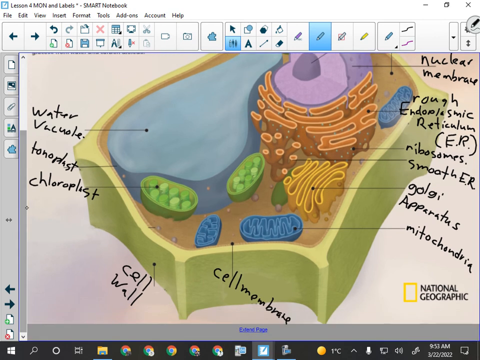What did you say was the function for the tonoplast? The tonoplast is just a special membrane that encloses the water vacuole. We're going to go over all the functions of everything tomorrow, okay? And it's in your notes package, like detailed descriptions of what everything is doing. I'm just kind of giving an introduction to it today.